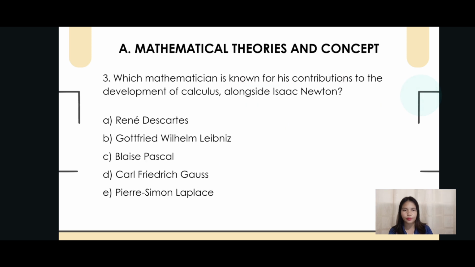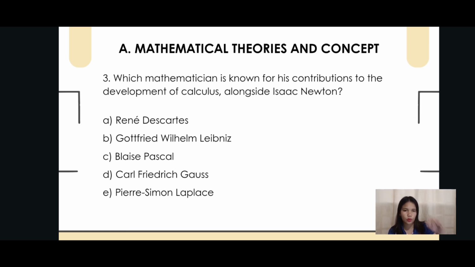Number 3. Which mathematician is known for his contribution to the development of calculus alongside Isaac Newton? Is it René Descartes, Gottfried Wilhelm Leibniz, Blaise Pascal, Carl Friedrich Gauss, or Pierre-Simon Laplace?